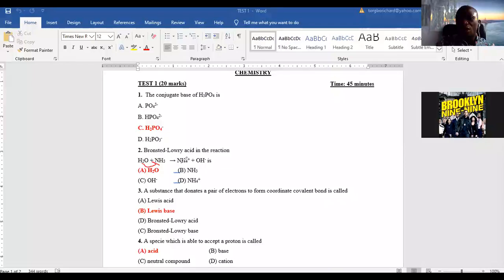Then the water, you're left with OH minus. It can only mean that hydrogen has left water to ammonia. So it makes water the acid, according to Bronsted-Lowry, a proton donor. So A is the answer to 2.